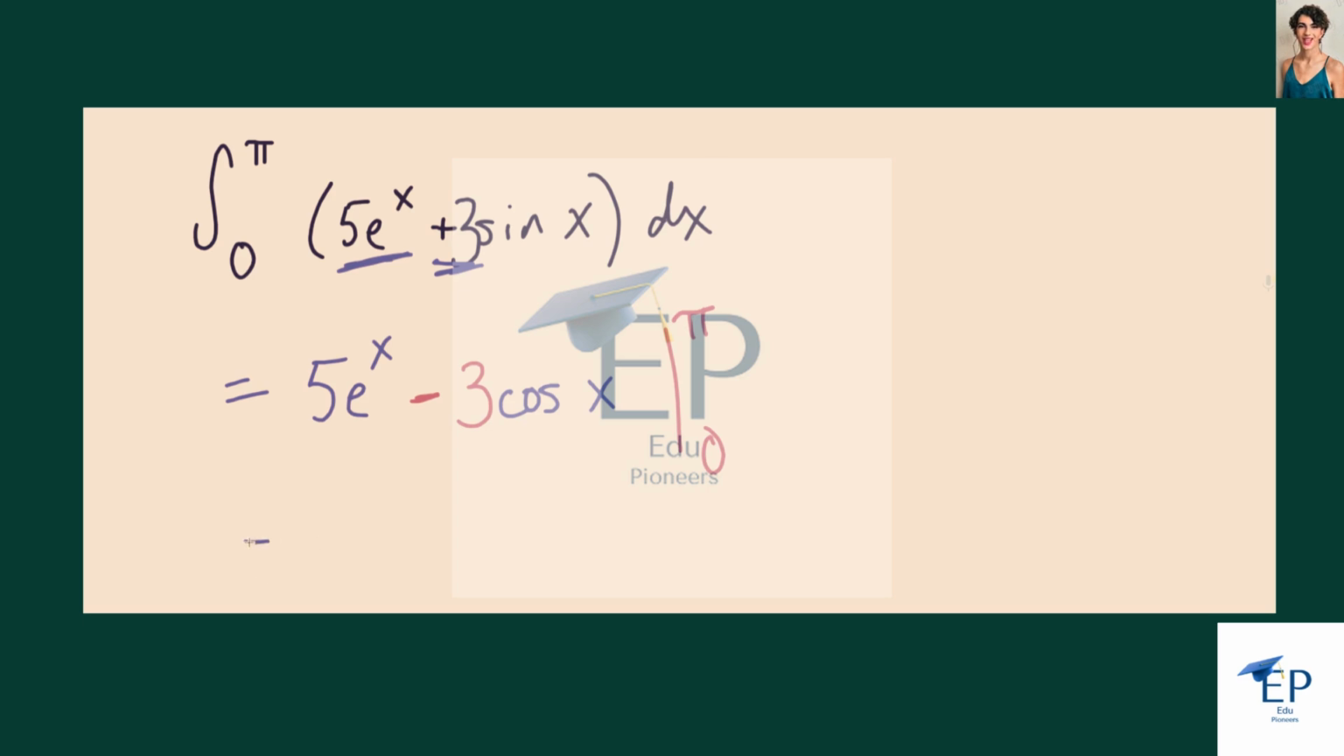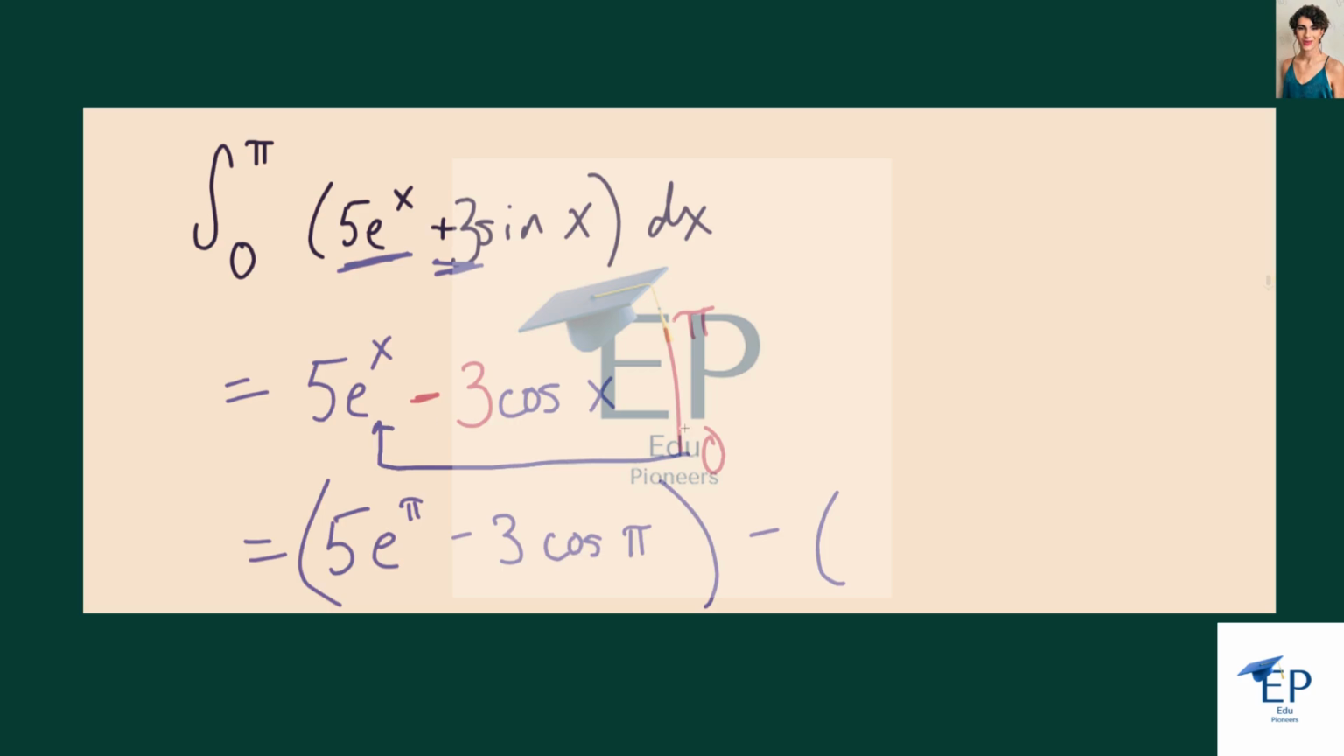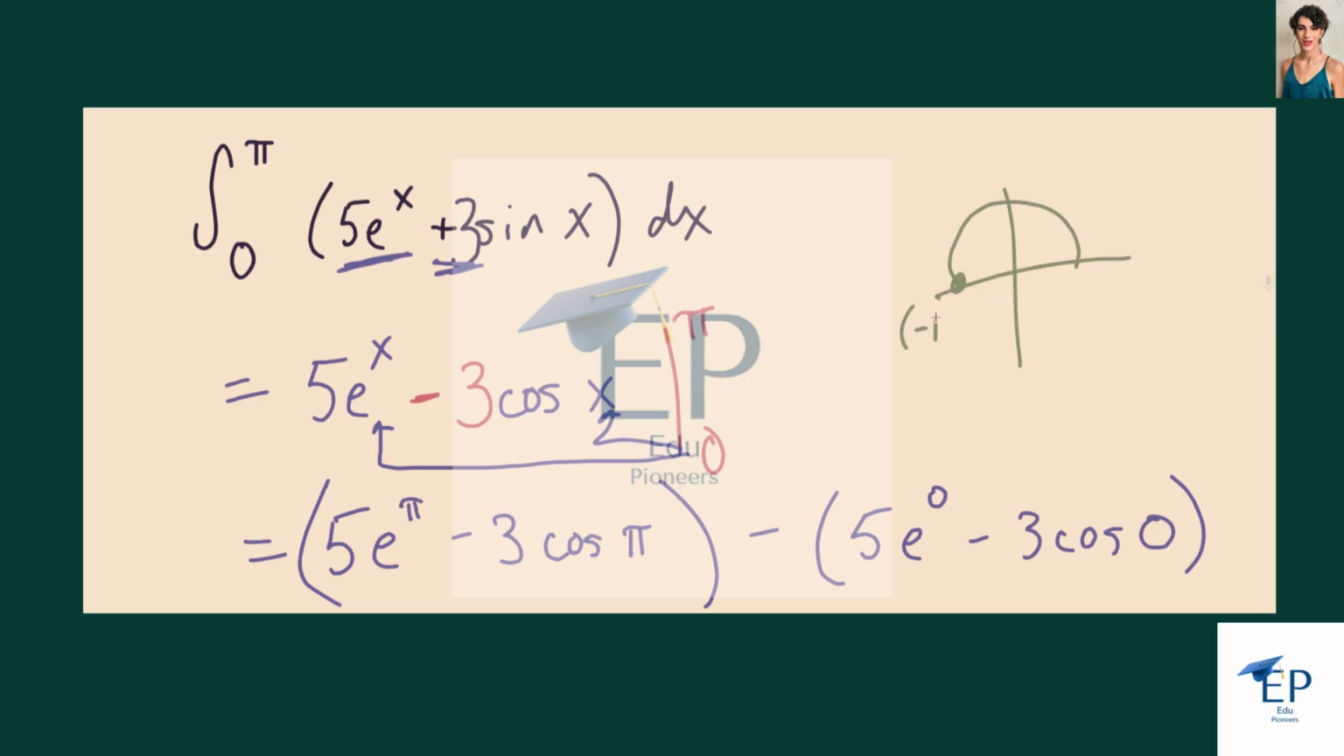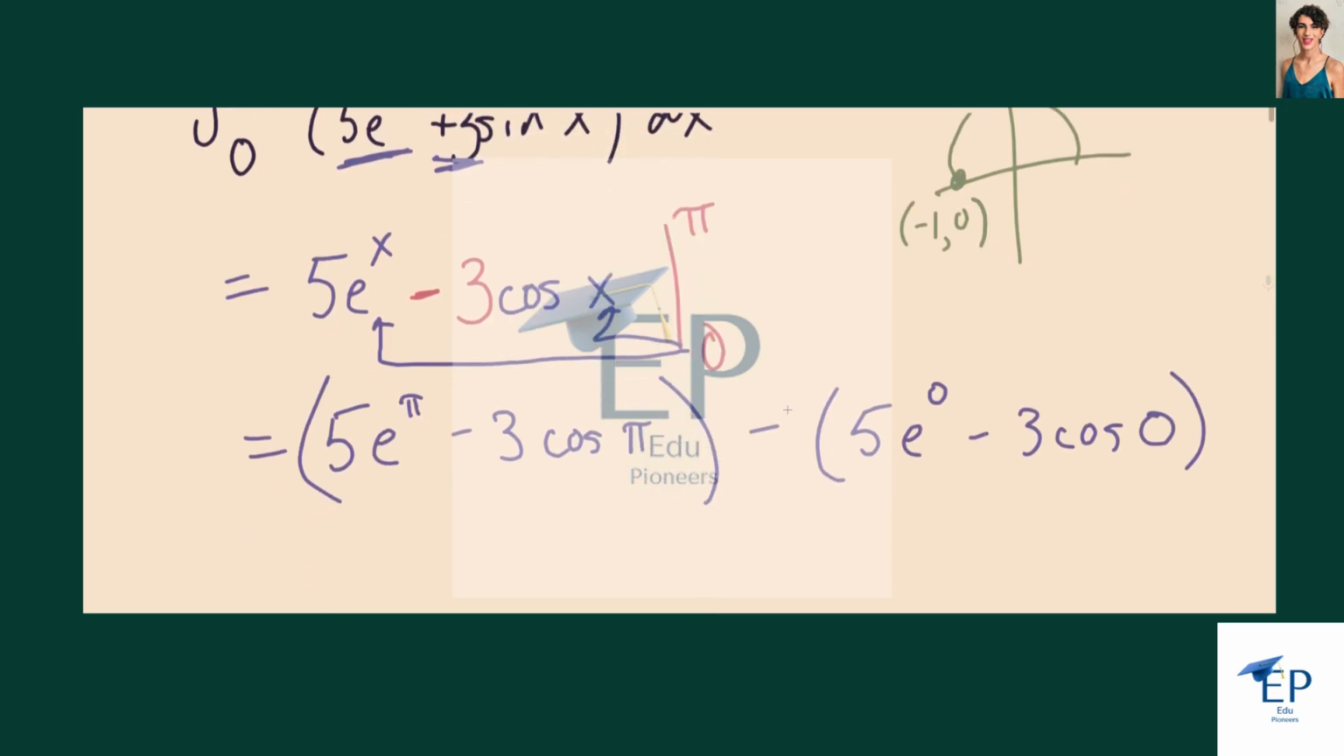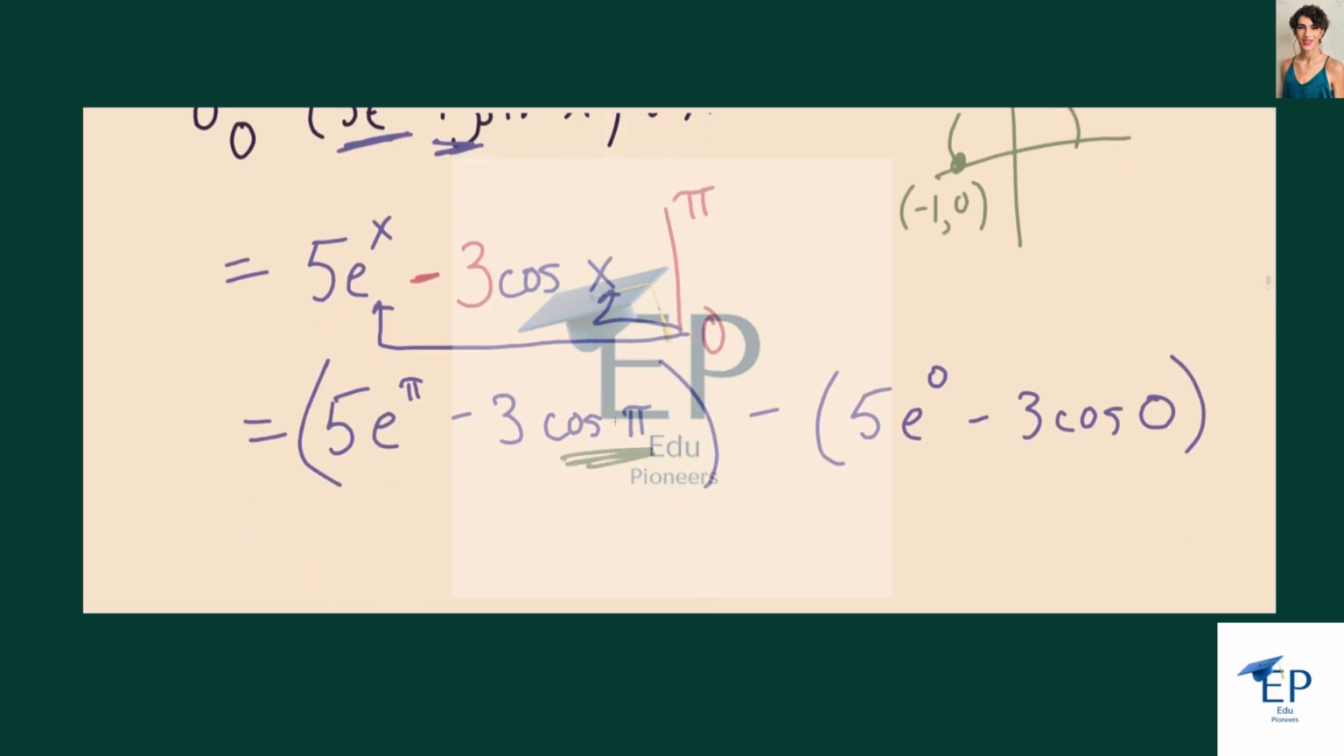So now as you plug in your upper bound, 5e to the pi minus 3 cosine of pi. And then I also always tell my students to make sure you plug in the lower bound as well. And this is especially important because, well, let's look at the unit circle real quick. So you draw the unit circle in green, and pi is over here at -1, 0. So it's important because cosine is -1 there.